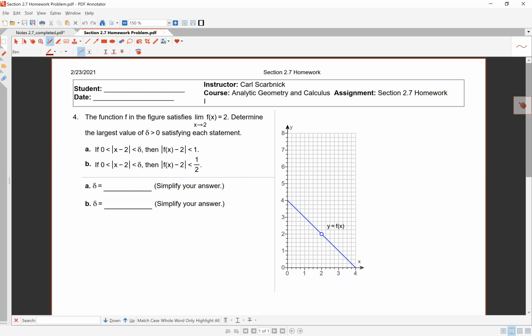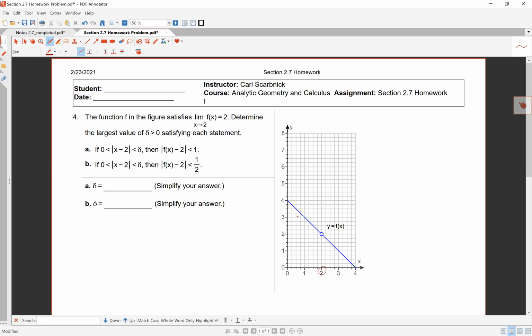So here we have this function, and it says determine the largest value of delta that satisfies the statement. So how far away can we get from, in this case, we know that f of 2, that hole there, is actually 2. So this is what's called a removable discontinuity. If we just define f of 2 equal to 2, the function would be continuous. So it's saying, how far away can we get from 2 down here on the x-axis and make f of x minus 2 less than 1?